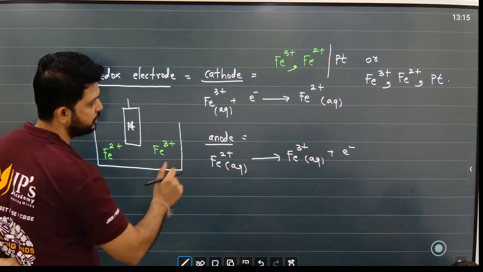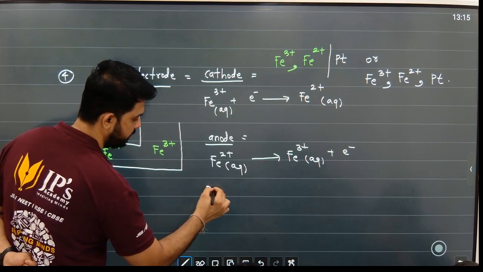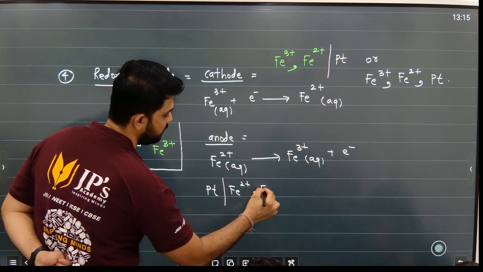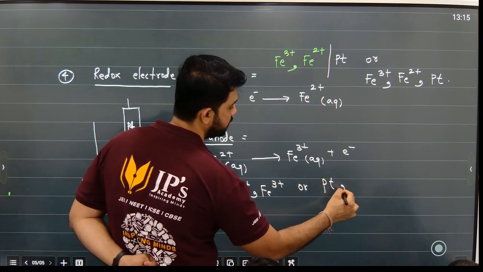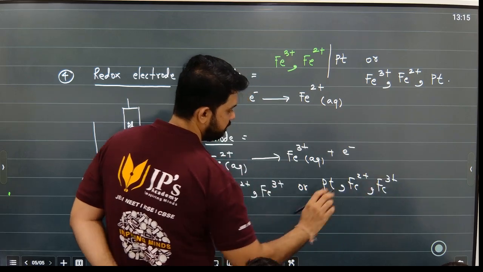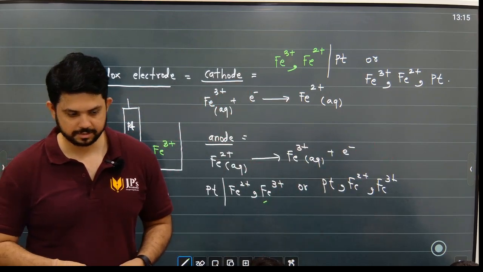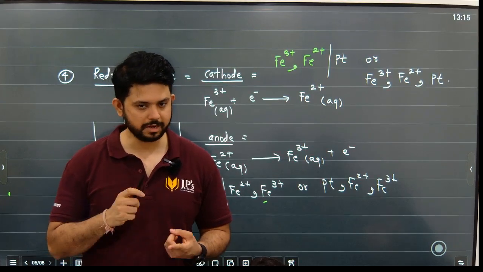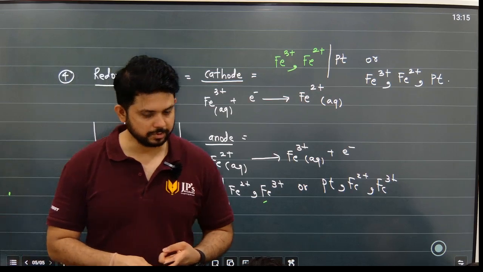How will you show representation for anode? The same thing but opposite. So Pt single slash Fe2 plus comma Fe3 plus, or Pt comma Fe2 plus comma Fe3 plus. If we know the molarity, we can also write the molarity below the ions. So these are 4 important electrodes: metal ion, gas electrode, gas ion electrode, sparingly soluble salt electrode, and the 4th one is redox electrode.